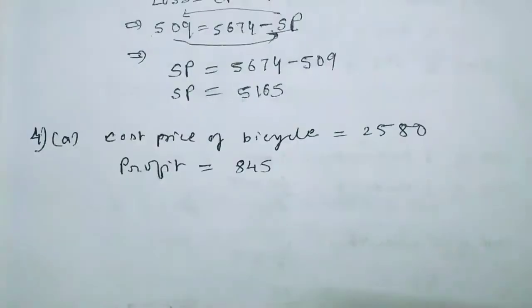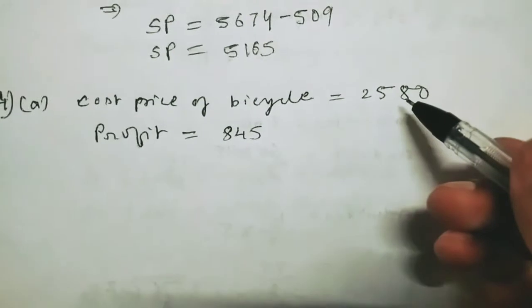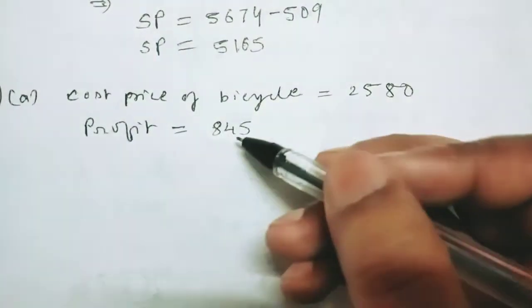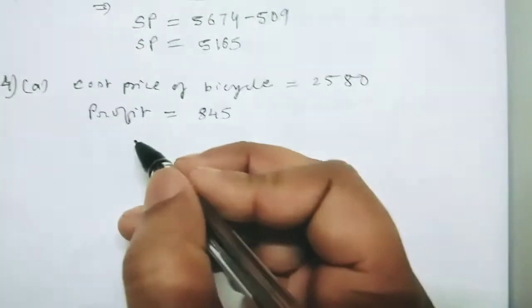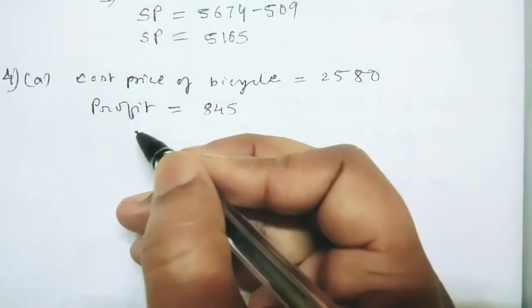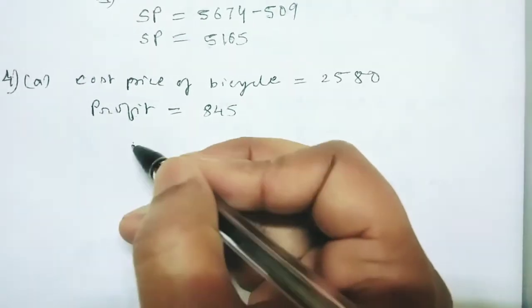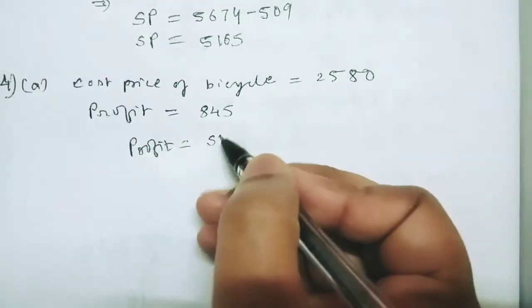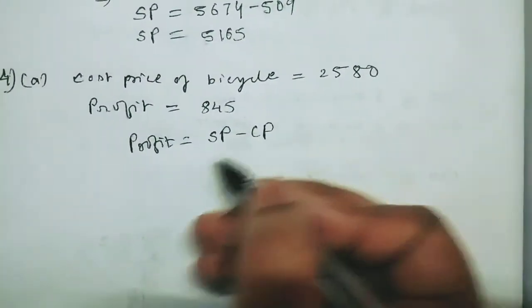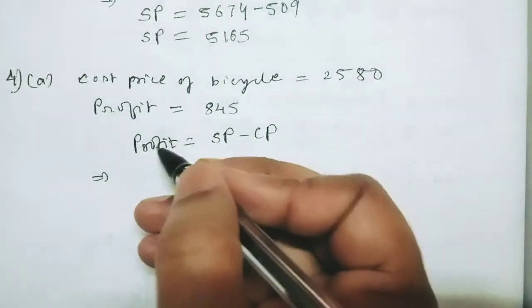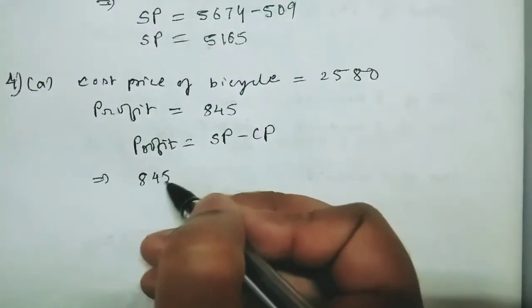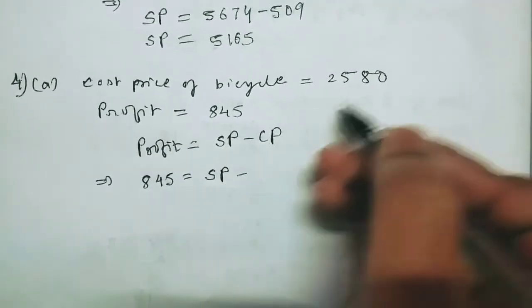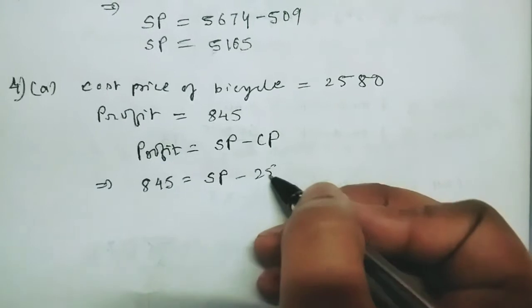Okay, let's see. Now here cost price of bicycle is given 2580 and profit by selling the bicycle is given 845 rupees. Now how do you have to find out? You have to find out the SP. So profit is given, that means we'll apply the formula of profit. So profit equal to what? SP minus CP. Okay. So now put all the values. Profit value is what? 845. SP you have to find out, you have to leave as it is. Minus CP is given 2580. Okay. Write like this.